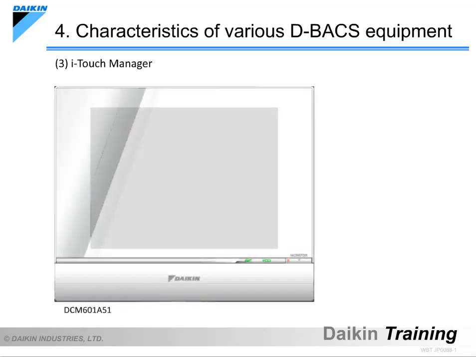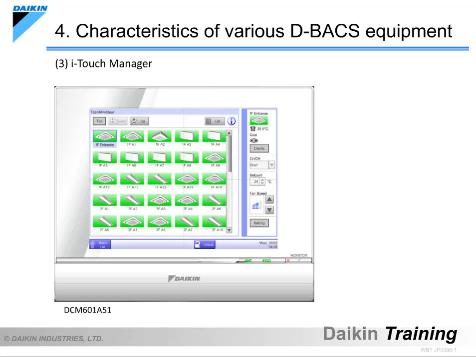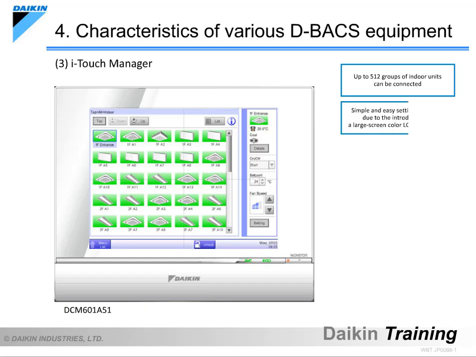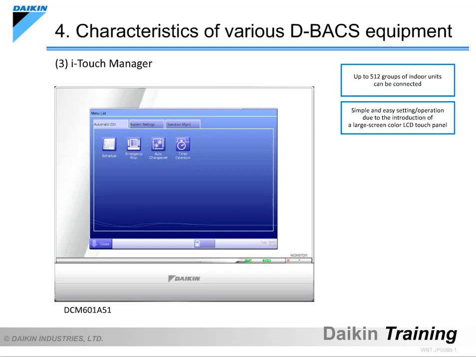This is the ITouch Manager, and when it is turned on, the color LCD lights up. Up to 512 groups of indoor units can be connected to it. It features a large screen color LCD touch panel and is operated by touching the screen with your finger. Like a PC, this LCD screen can display various views, facilitating detailed setting. In terms of functionality, the ITouch Manager is an advanced version of the ITouch controller, so we will focus on the new features that the ITouch controller does not have.